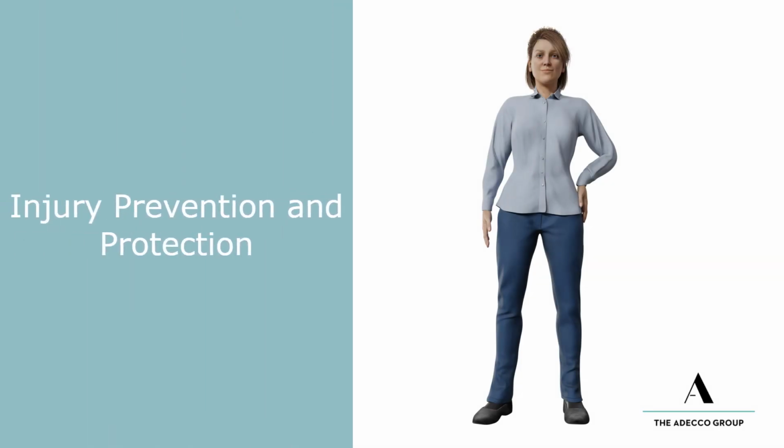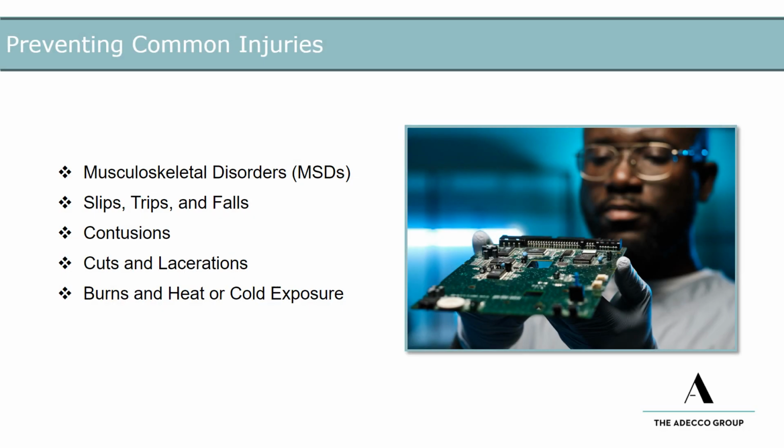In this section, we'll explore some common associate injuries, as well as some strategies to keep yourself safe while on the job. The 5 most common types of associate injuries in the manufacturing sector include musculoskeletal disorders, MSDs, slips, trips and falls, contusions, cuts and lacerations, and burns and heat or cold exposure.